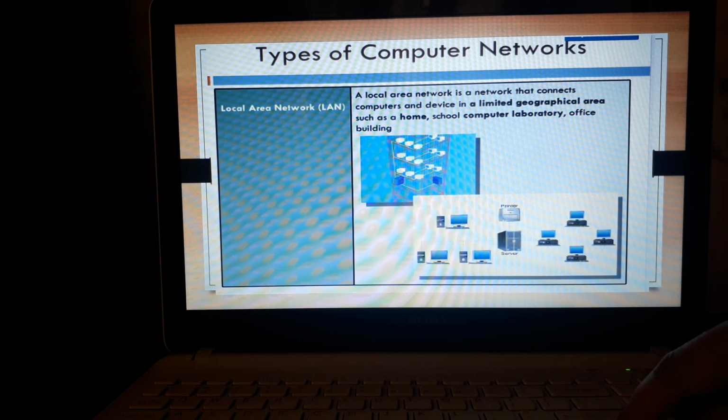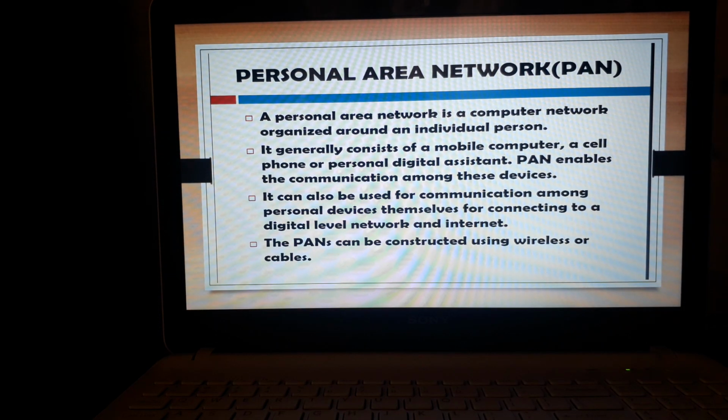Okay, now next, personal area network, PAN. A personal area network is a computer network organized around an individual person. It means that it is like an individual network system. It generally consists of a mobile computer, a cell phone, or a personal digital assistant. For a personal purpose only, you develop this type of network.